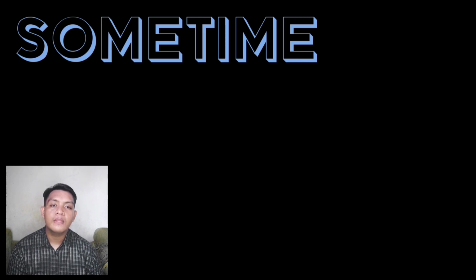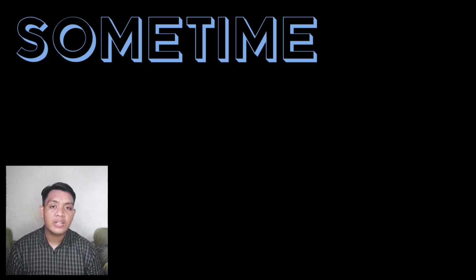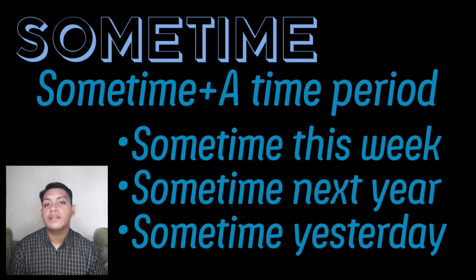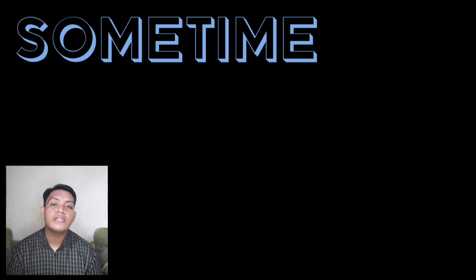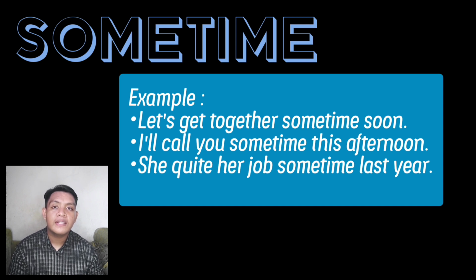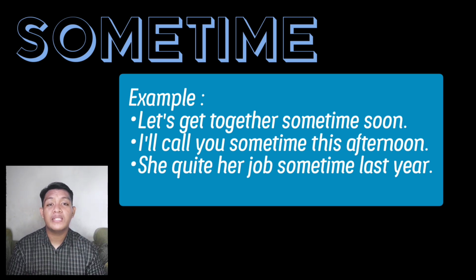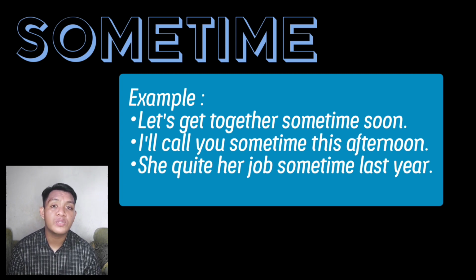And it can also be used in the structure sometime plus a time period, like sometime this week, sometime next year, and sometime yesterday. Okay, let's see the example. First, let's get together sometime soon. I will call you sometime this afternoon. And the last is she quit her job sometime last year. And remember, when it's used with a time period, we can see from the sentence whether it is referring to an unspecified time in the future or in the past.